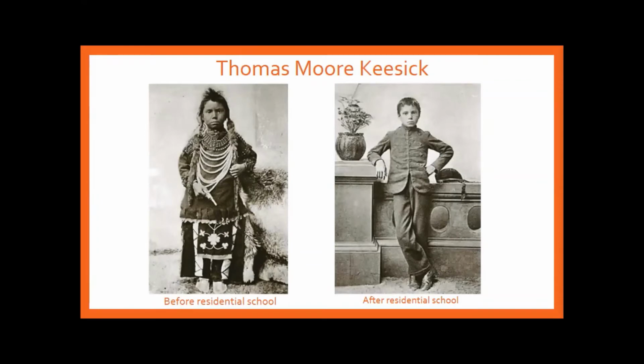And one of the very famous photographs of residential schools is this little boy called Thomas Moore Kessick, and he's from the Saulteaux First Nation by Regina. He went to residential school in 1891. The first picture is where he's in his traditional dress just before he enters the school. And the second picture is how they dressed him when he was in the school. So you can see how they're taking away his culture through that.